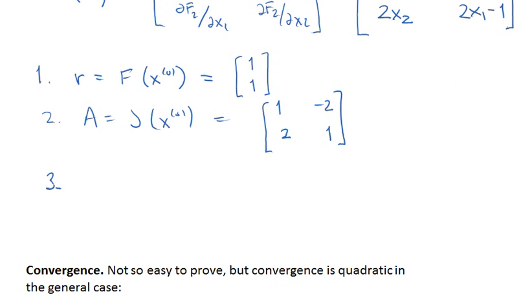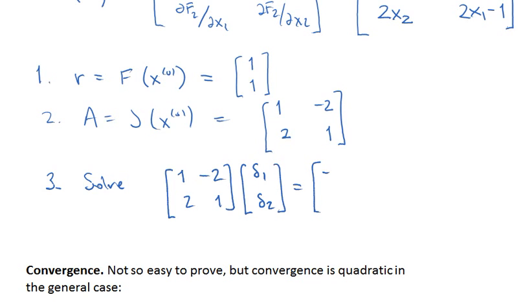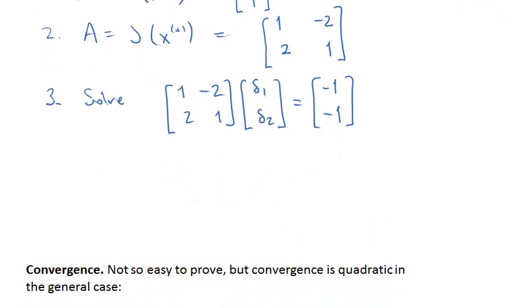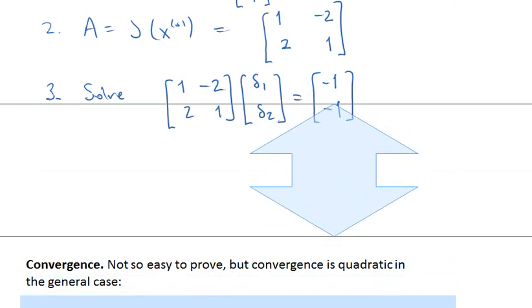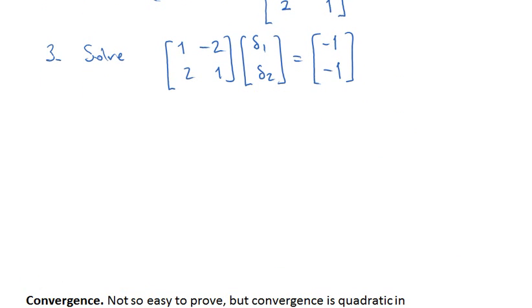Step 3, we solve J delta equals negative r. Okay. So we can do the LU factorization by hand. So we add 2 times the first row to the second row. And we get, we'll just do Gaussian elimination rather than LU factorization here. They're equivalent.